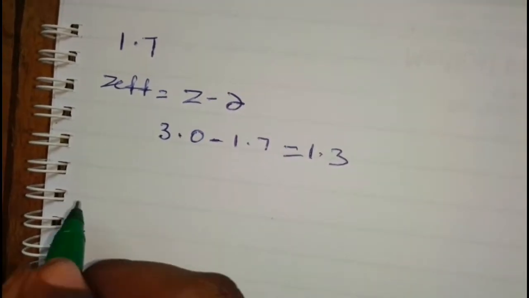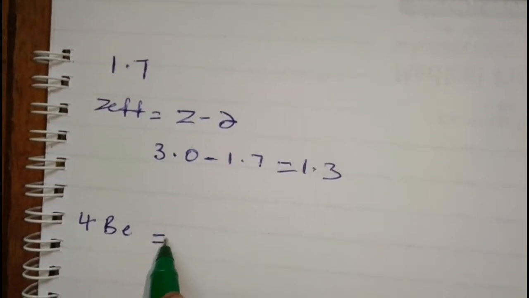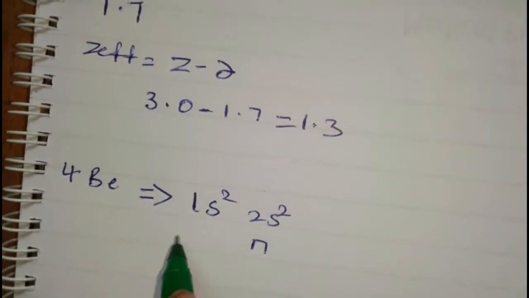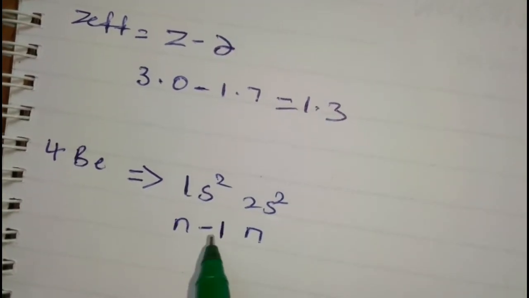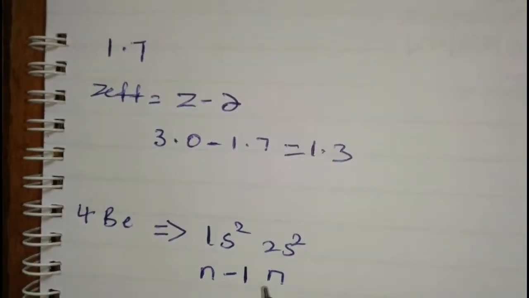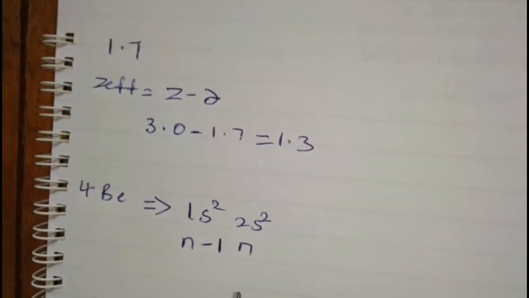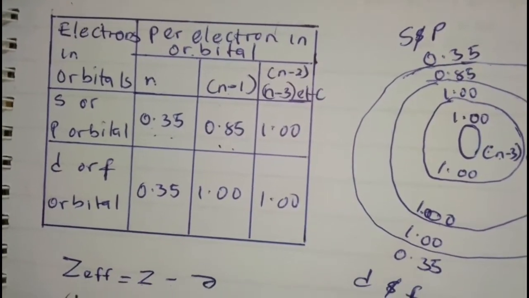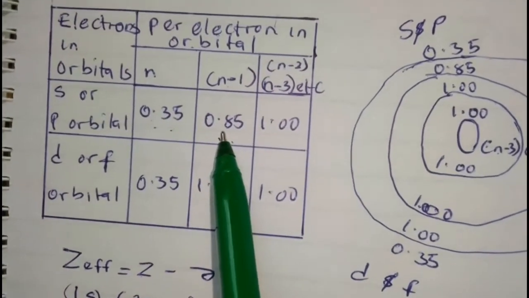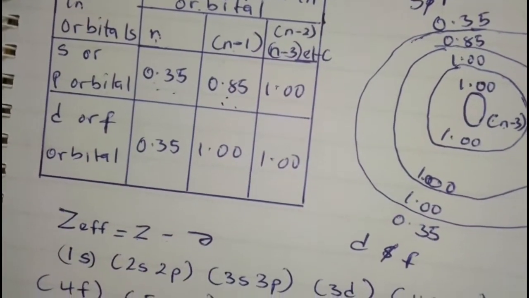So let's move to the next element here, which is beryllium. That will be 1s2 2s2. So this is going to be our n. Don't forget, this one will be our n minus 1. And if you remember what I told you, there will be loss of an electron here. I also told you that any electron that falls in n minus 1 will experience 0.85, and the one that falls in n will experience 0.35. So that is what we are going to apply right now.